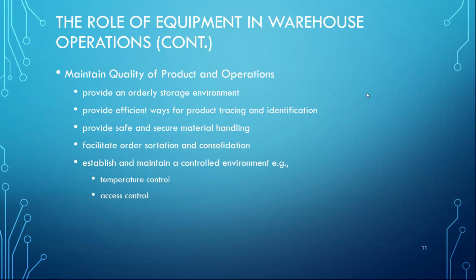The equipment also plays an important role in maintaining the quality of product and warehouse activities through providing the proper storage environment, considering temperature, humidity, and other storage issues. Equipment can provide efficient ways for product tracing and identification. Material handling will be safe and secured using the proper equipment. In addition, equipment facilitates order sortation and consolidation.